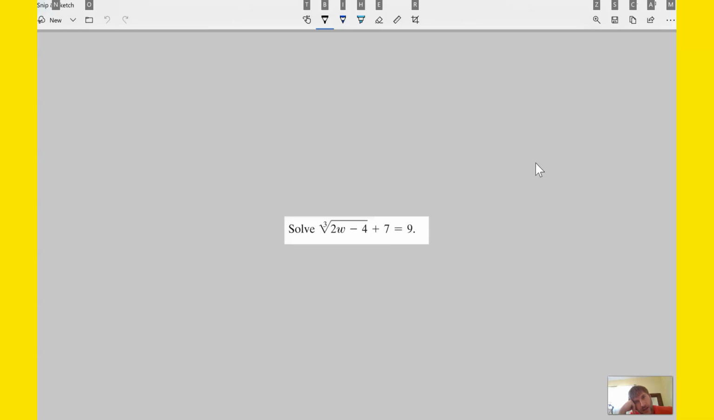And finally here on this example, we get to an example with something besides just a square root. It's a cube root. So how do we do that? Well, we do it pretty much the same way. I don't think you're going to find this to be any harder than anything we've been doing. So you get rid of that plus 7 first by subtracting 7 from both sides. That gives me the cube root of 2w minus 4 equals 9 minus 7 is 2.